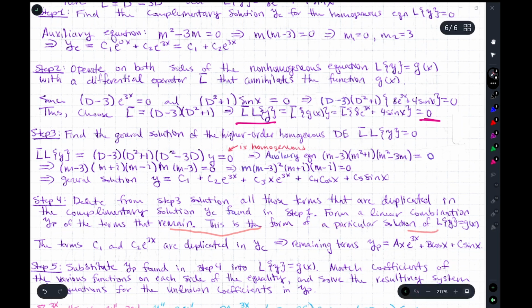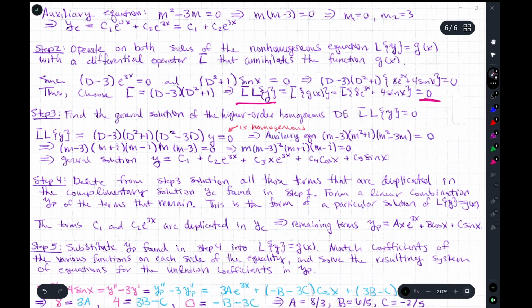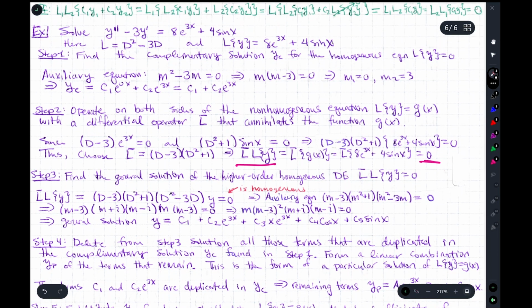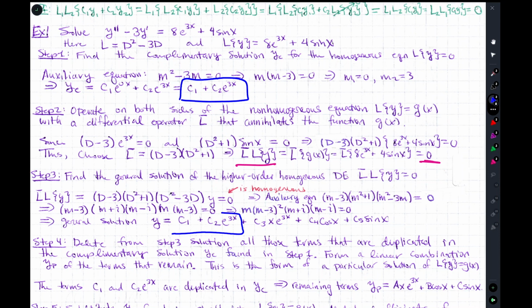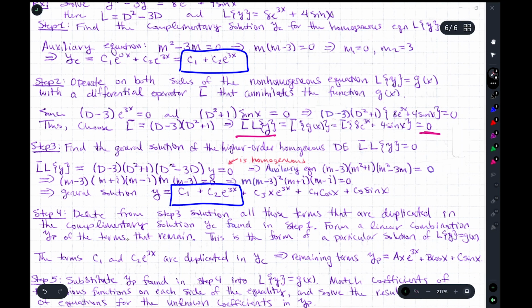This is the form of a particular solution of Ly = g(x). So what is that saying? Look, for our general solution to the homogeneous equation that we got from this new, higher order differential equation, we see that these are in the complementary function, and they also show up here in the solution to the higher order homogeneous equation. Not the associated homogeneous equation, but this new one. So what do we do? Because this is duplicated here, we delete them. Okay, so we're going to delete these.